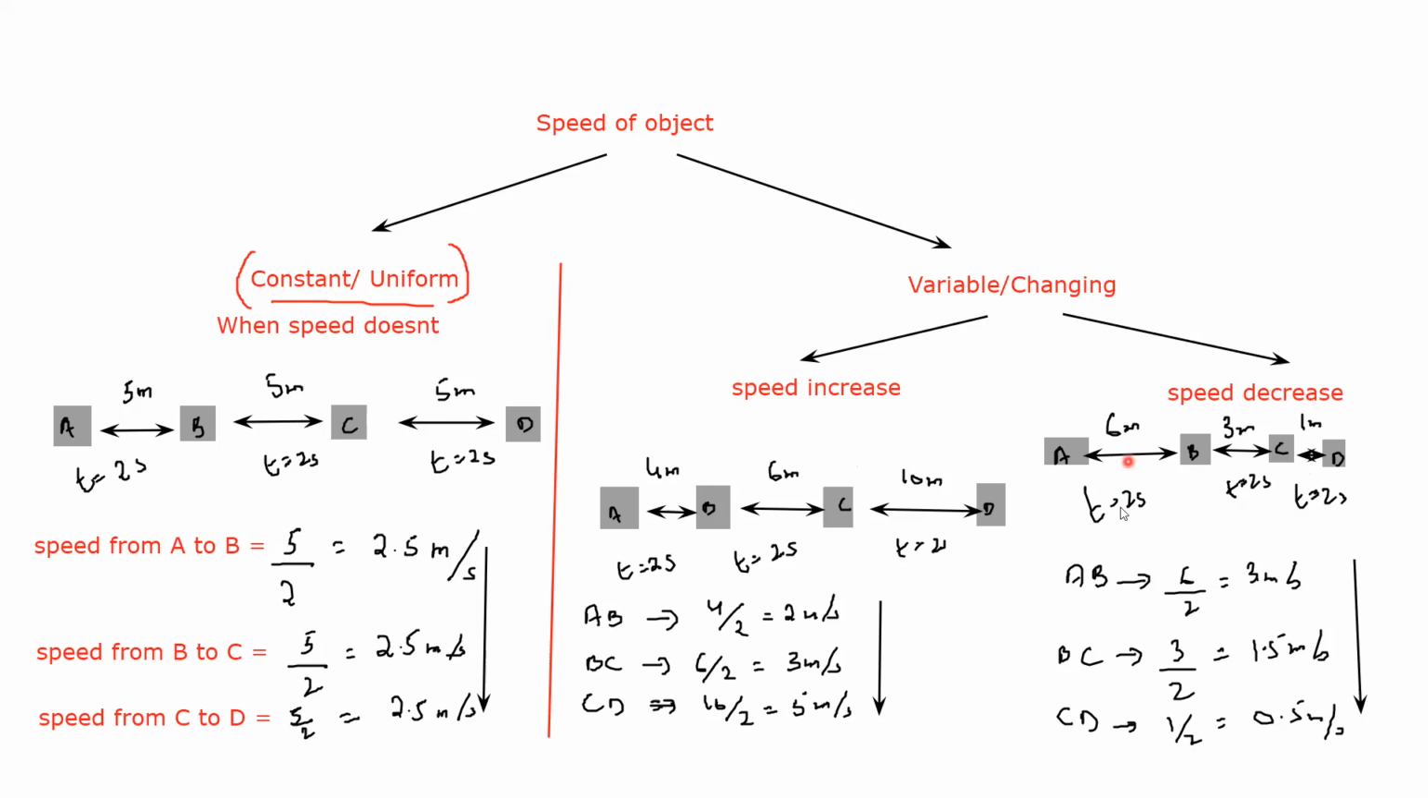And if an object covers 6 meters in 2 seconds, so 6 divided by 2, that's equal to 3 meters per second. Then it covers 1 meter in 2 seconds, so 1 divided by 2, that's equal to 0.5 meters per second. So you can see here that the speed of the object, initially it was 3, then it is 0.5. So speed is decreasing. So speed of an object can be constant, can be variable. Constant or uniform is one thing, variable or changing is another thing.